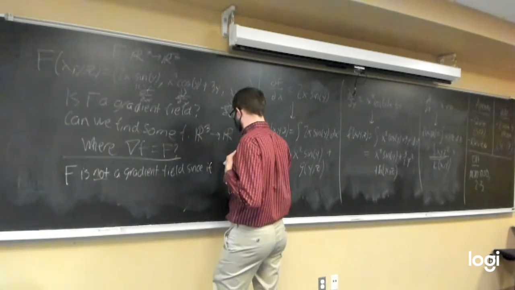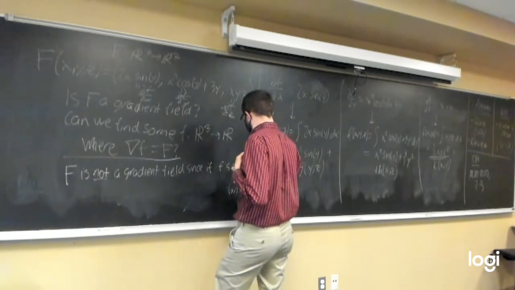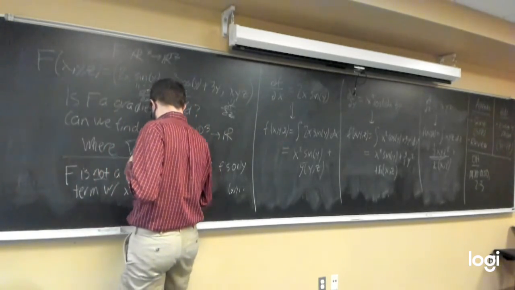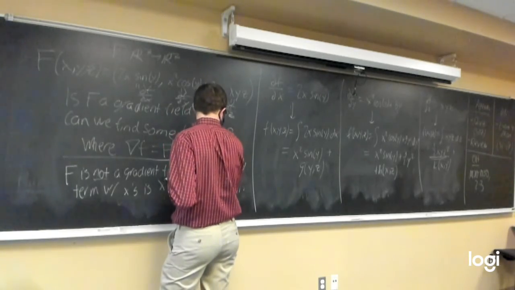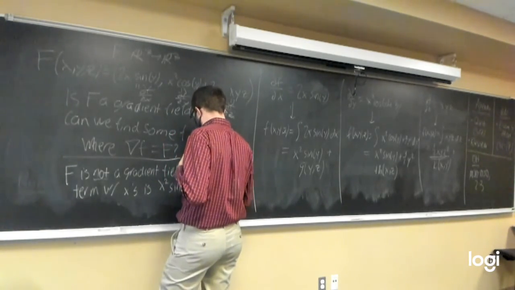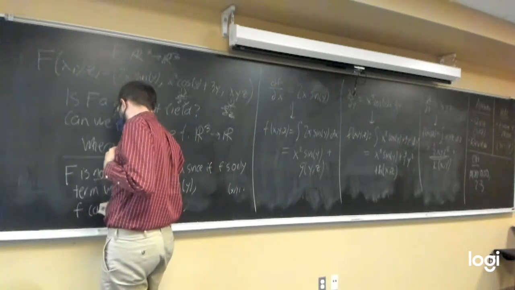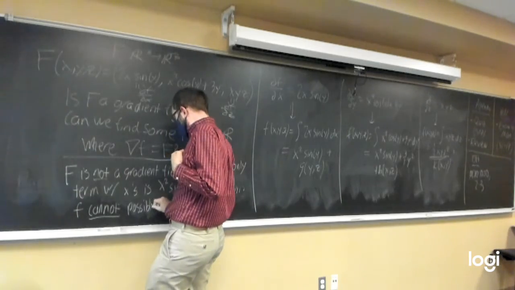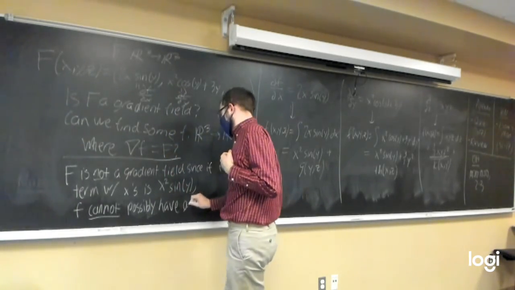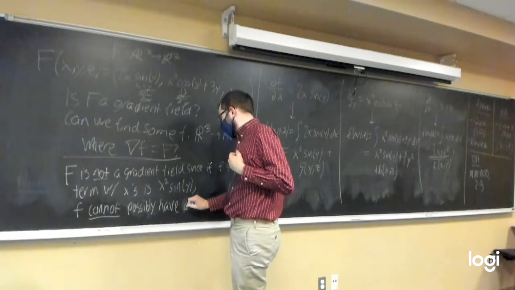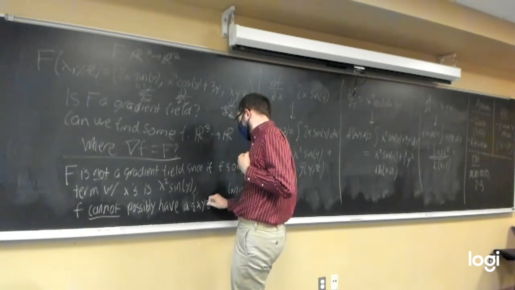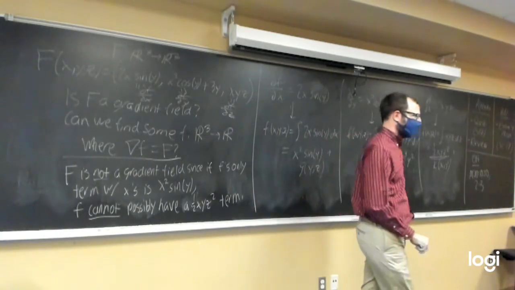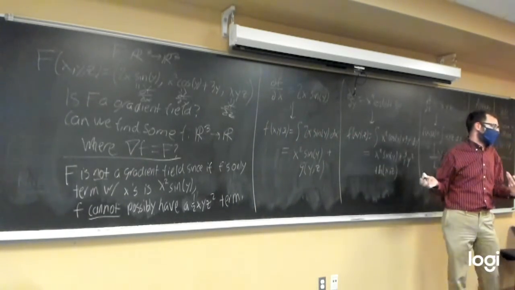Since if, let's say, F's only term with x's is an x squared sine of y, F cannot possibly have a 1/2 xyz squared term showing up. So in this case, F would not be a gradient field.